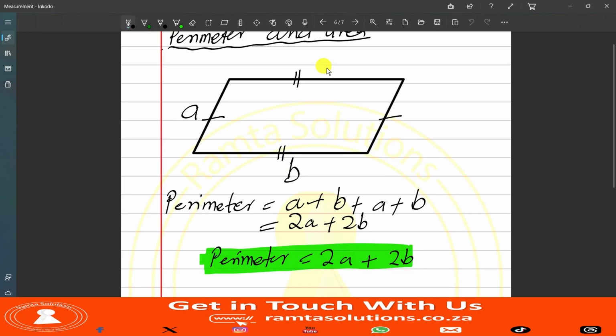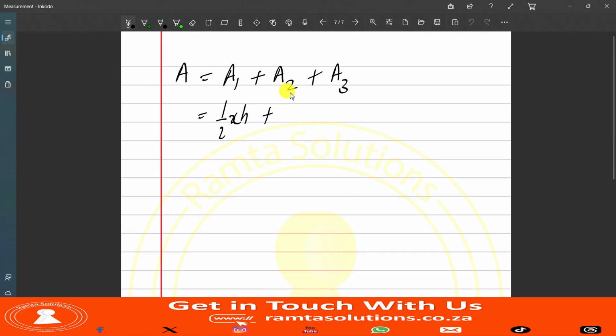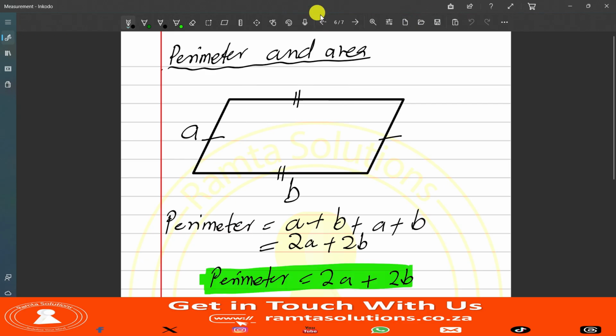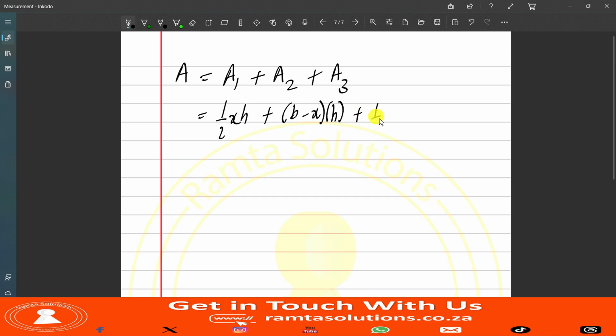Let's go to object 2. Object 2 looks like a rectangle. Area of a rectangle is length times breadth. The length, we're going to call it b minus x. All right? And the height is still the height of the triangles. Remember object 1 and object 3 were the same size. So base is x, height is h. All right, so it is half x h.